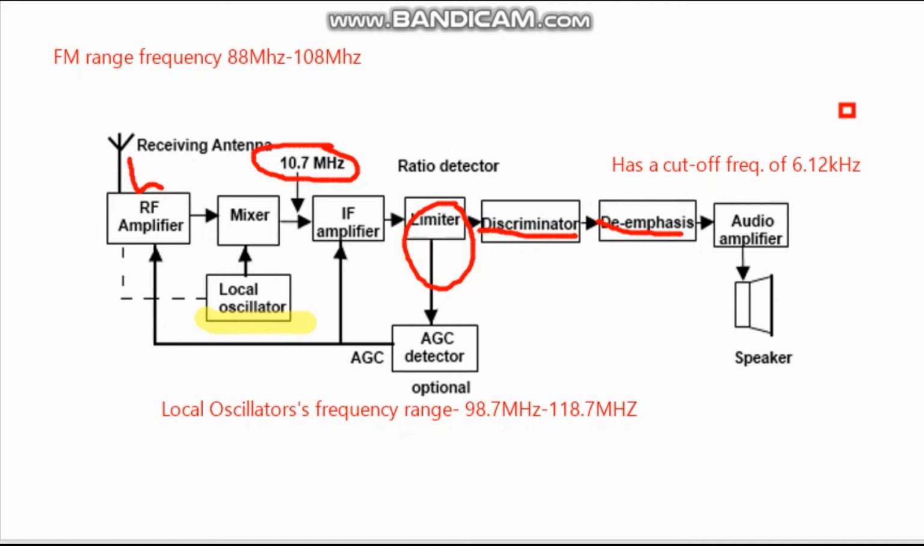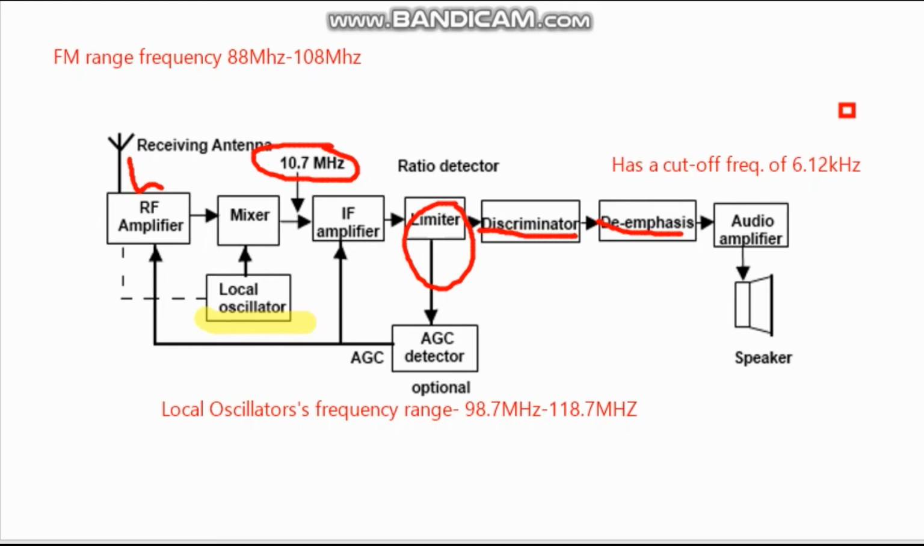So then, the 10.7 megahertz signal will be amplified by the IF amplifier. Its role is to increase the selectivity and stability of the intercepted signal or the output signal of 10.7 megahertz, as well as the overall gain of the receiver.